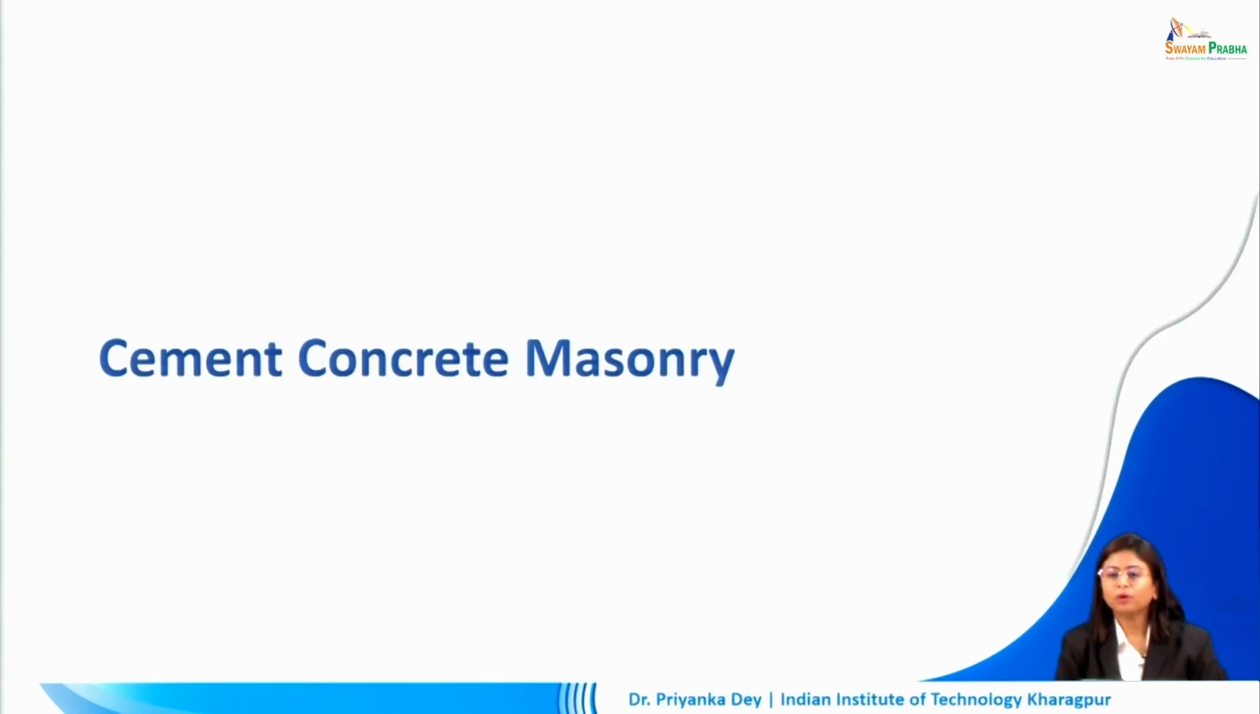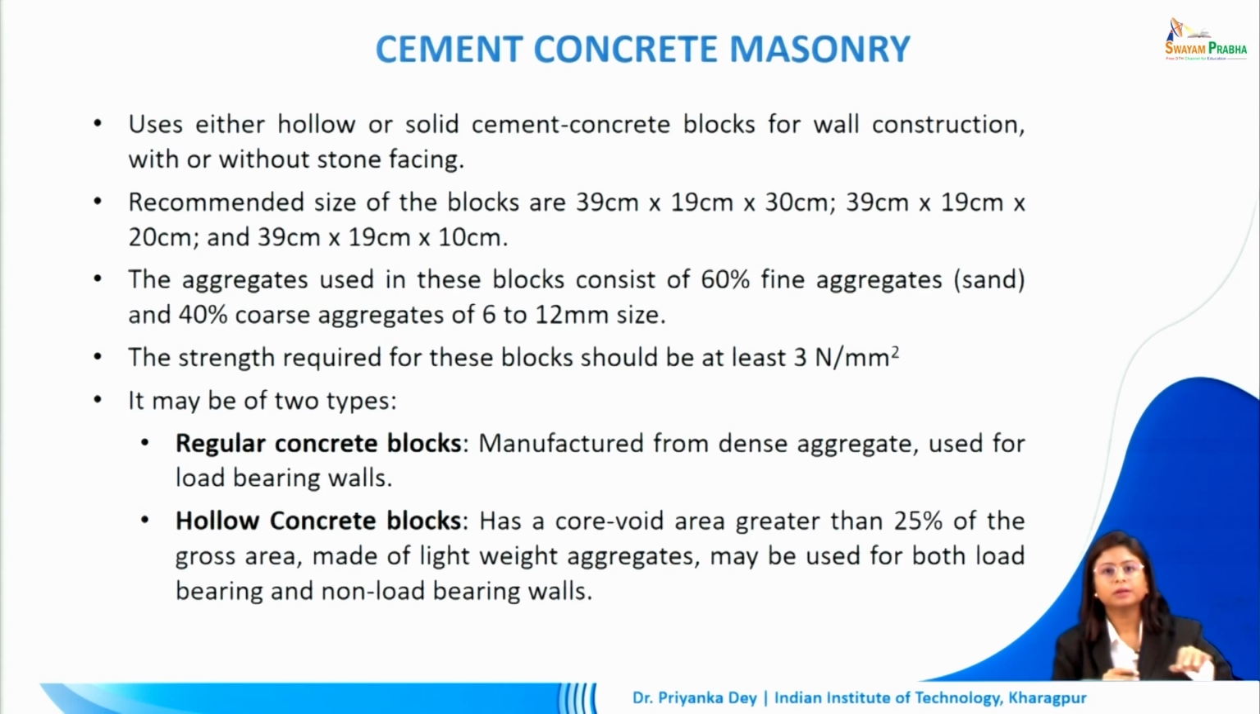Another example of masonry is the cement concrete masonry. Let's take a look at this. In this case, we are using either hollow or solid cement concrete blocks. We can use them for wall construction with or without stone facing. So if we are okay with having the external facade of concrete blocks, we can go ahead and use that, or we can always add some other element for the external facade, for example, stone facing.